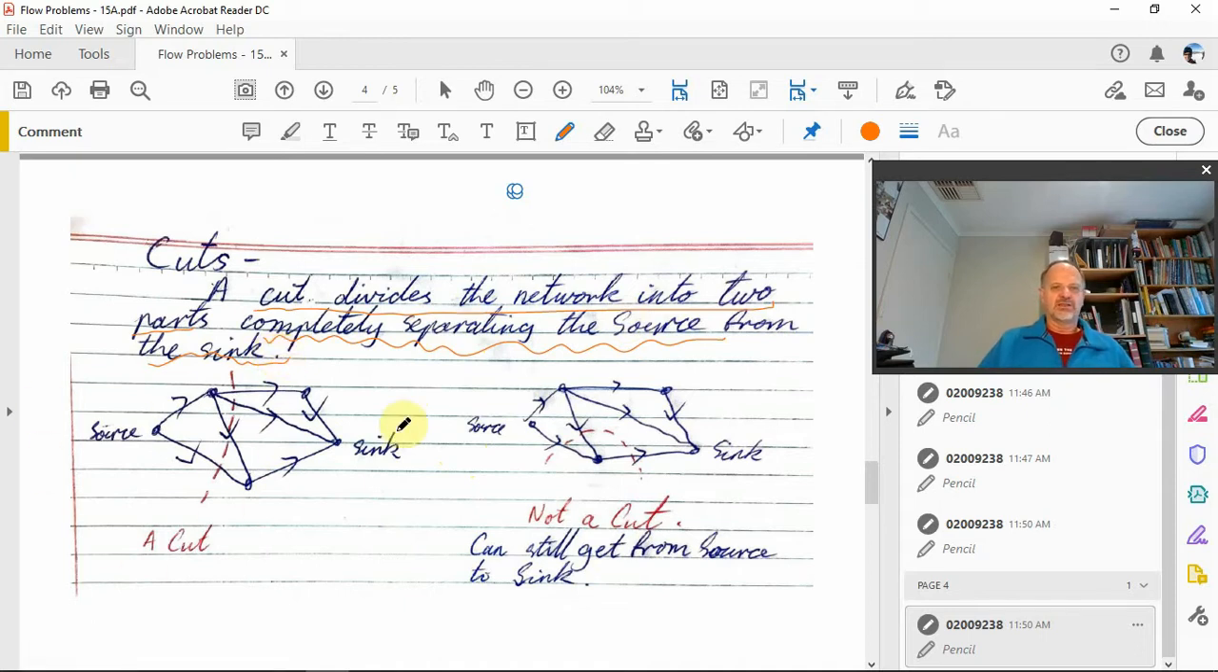So this one on the left here shows a cut. So here's our line, which is our cut. There's no way that we can get from the source to the sink without going through that line. No matter how we go, there is no way we can do it. However, this one over here, we've got a line here. This one's not a cut because I don't have to go through it. I can go around here and get to the sink.